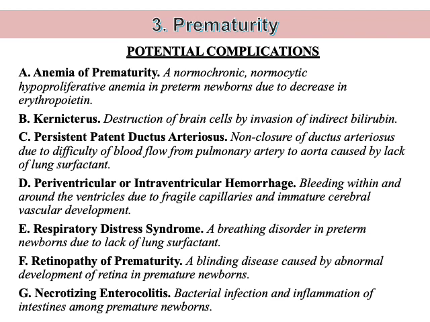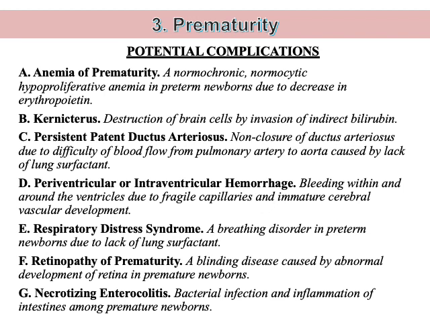Second is kernicterus. It's the destruction of brain cells because there is invasion already of indirect bilirubin, which is again a product of fetal RBC breakdown. This may occur as low as 12 mg per deciliter in preterms, but usually 20 mg per deciliter in full terms. Phototherapy or DVET can be done.